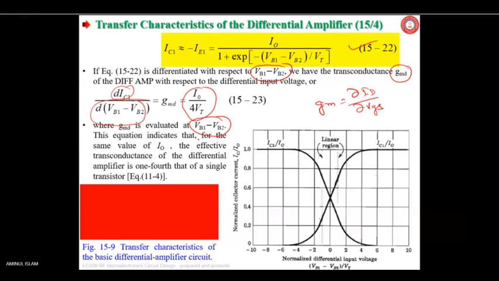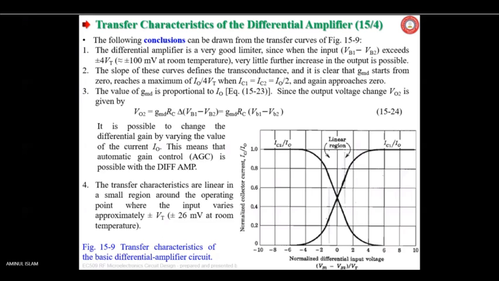This equation indicates that for the same value of IO, the effective transconductance of the differential amplifier is 1/4 that of the single transistor. It is getting reduced.